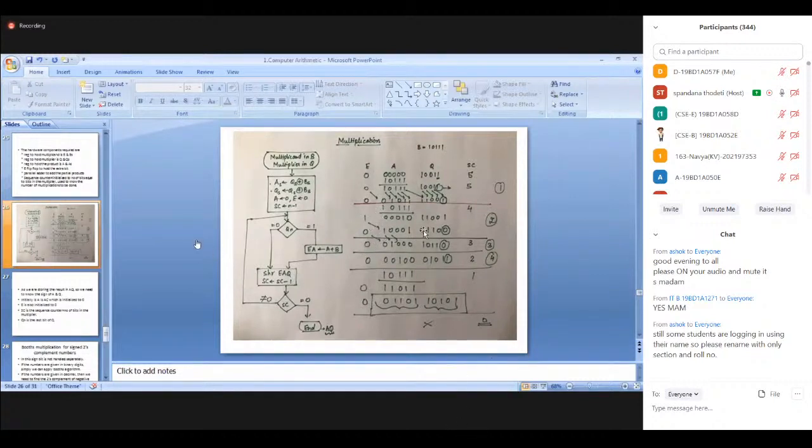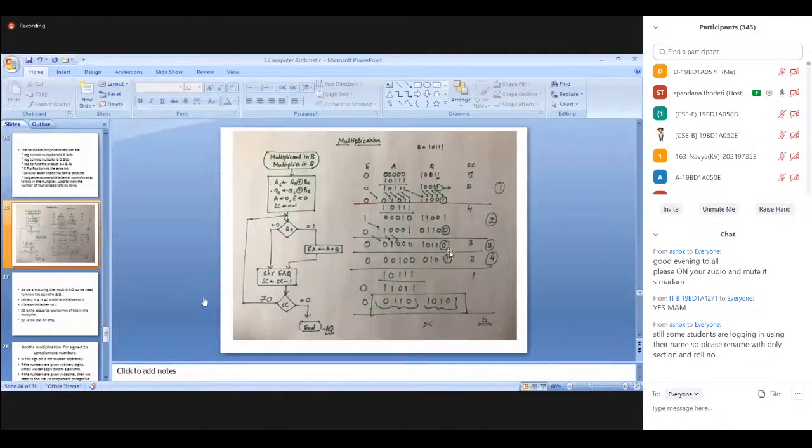What is your E? E is 1, and after performing the addition operation, you got 00010 and 111. What you have to do? Again perform the shift right operation. Just move the contents towards the right side and decrement the sequence counter. Now it is 3. If it is not equal to 0, continue the same process.